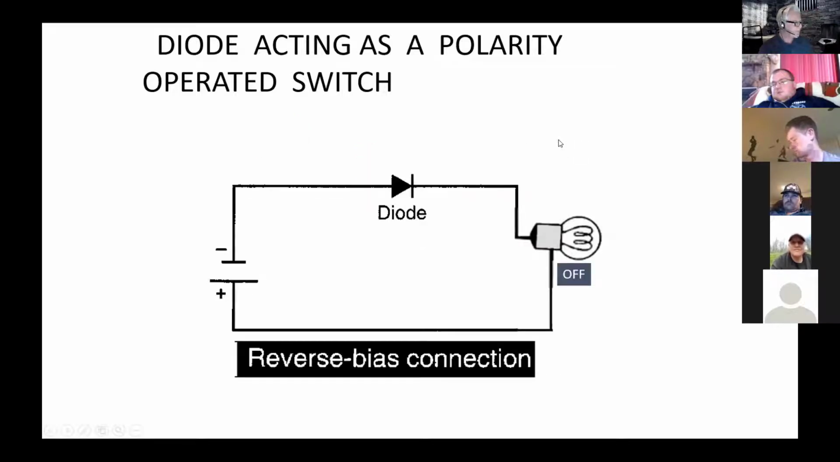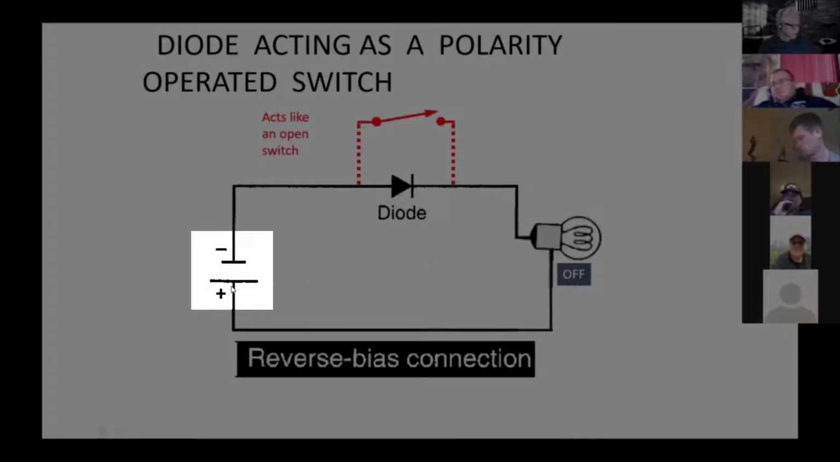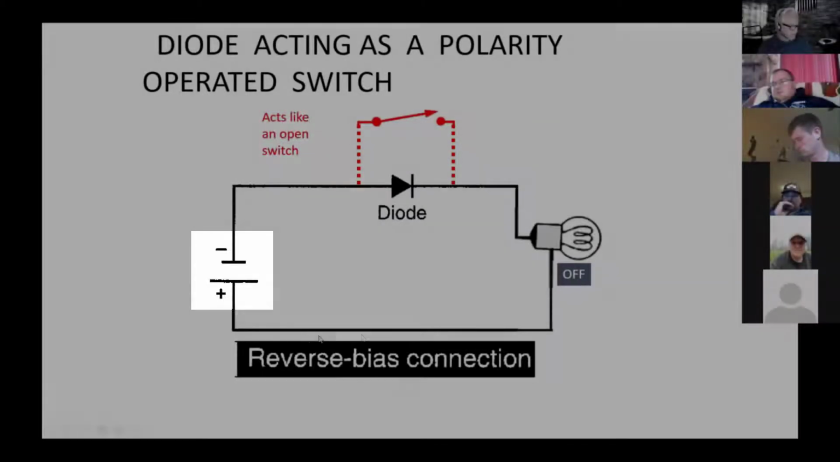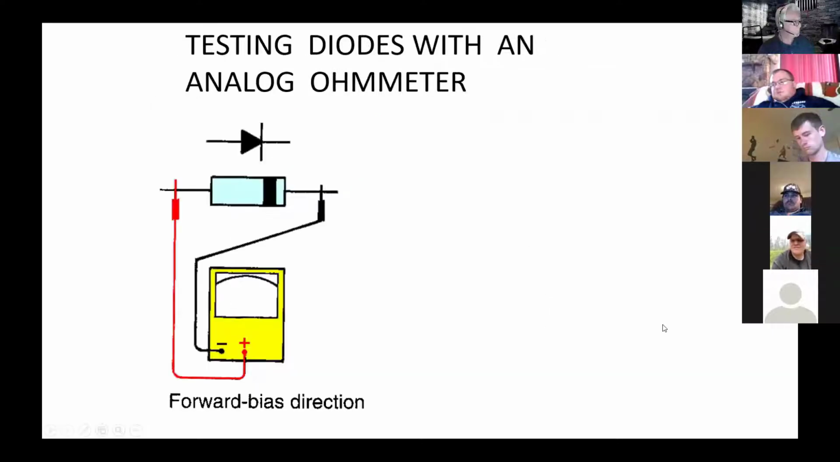Now, the previous configuration was called forward biasing. In a reverse bias configuration, we have it hooked up backwards. So current's trying to flow through the load, but it can't because it's blocked. In that situation, the diode acts as an open switch. So a diode is a short circuit when it's forward biased, and it's an open circuit when it's reverse biased.